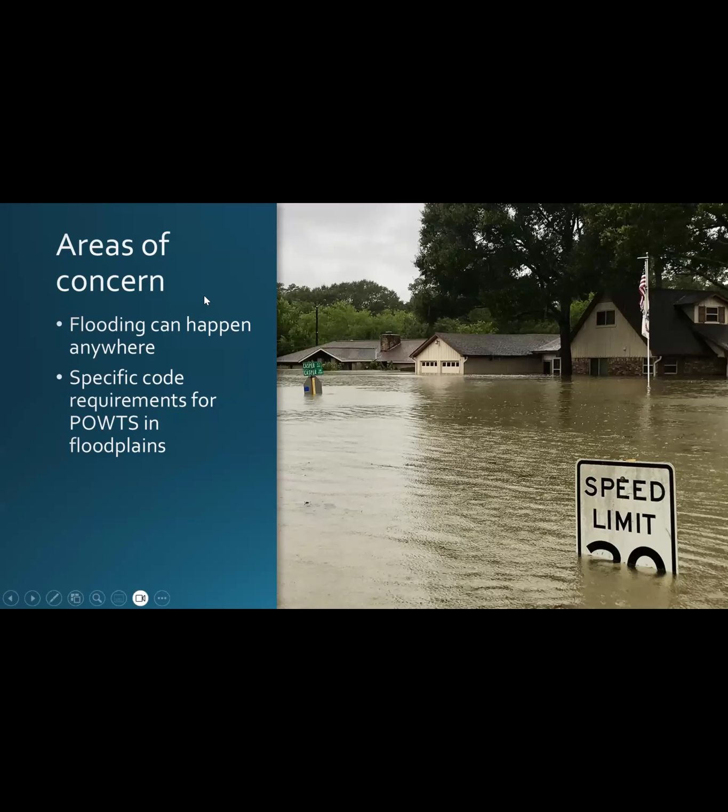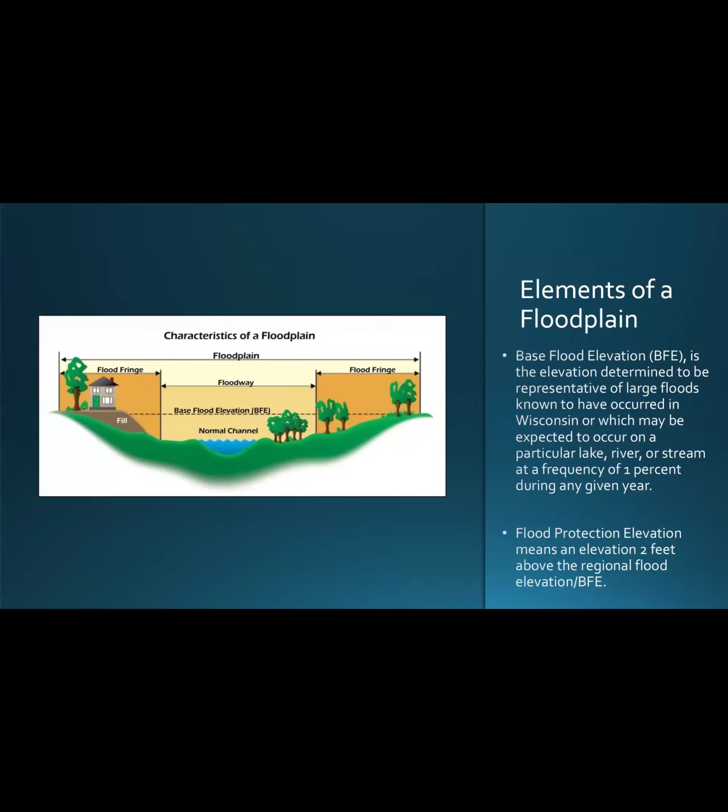Whatever areas of concern. I mean, flooding can happen really anywhere. Mostly we think it's associated with living on a river or something like that. But technically we could get flooding anywhere, poor drainage or something like that, large catastrophic rainfall event. We could get flooding anywhere, but there are specific requirements for us if we are in some of those flood zones, and especially in the flood plains. So we're going to take a look at what exactly some of those definitions are, what are the requirements associated with that, what do we need to do, what do we need to look out for.